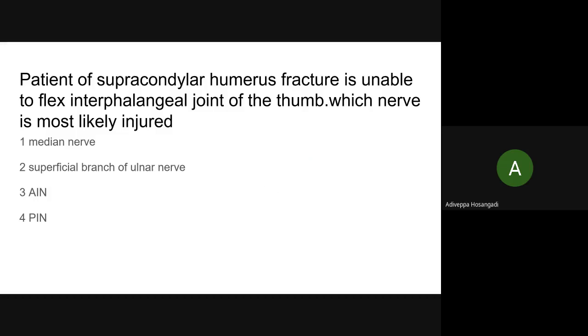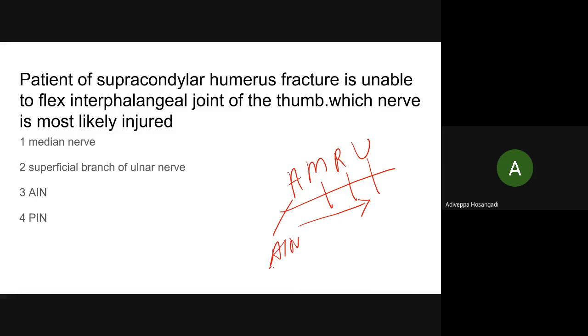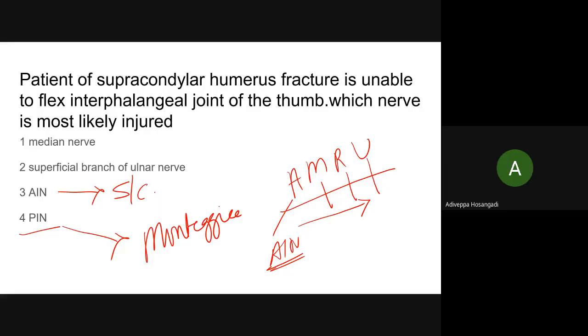The nerve affection in supracondylar humerus fracture, there's one more mnemonic. I think all of you must be aware of this. In AMRU, in this order, please remember: median nerve, radial nerve, ulnar nerve. A is anterior interosseous nerve. Please remember, the anterior interosseous nerve is affected in supracondylar fracture. P is posterior interosseous nerve, affected in Monteggia fracture. I'll come to that a little later.